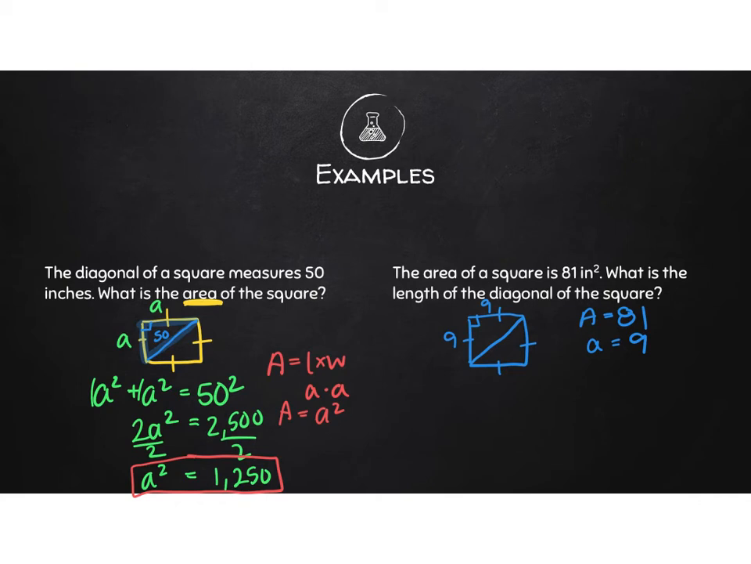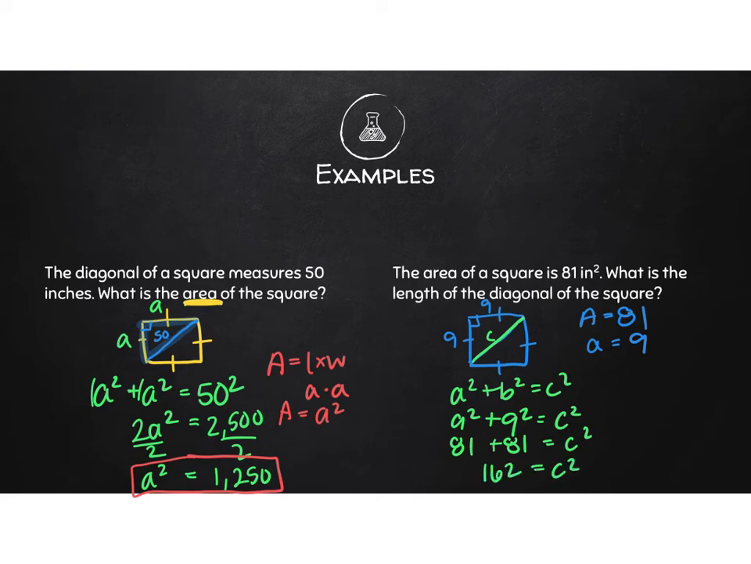Now we need to find our diagonal. To do that, we're going to use the Pythagorean Theorem. A squared plus B squared equals C squared. And again, A and B, we'll just call them A. They're the same. So it's 9 squared plus 9 squared equals C squared. We just need to solve. So 81 plus 81 equals C squared. 81 plus 81 is 162 equals C squared. We need to take the square root of both sides. So we can leave this as the square root of 162 to equal C.